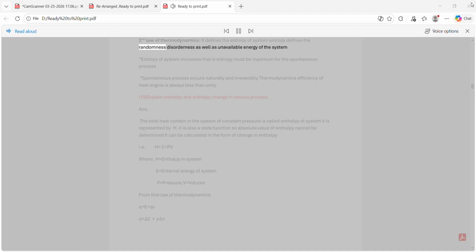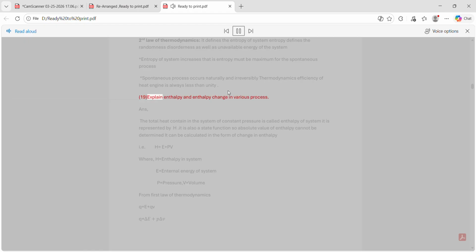Entropy defines the randomness or disorderliness as well as the unavailable energy of the system. Entropy of the system increases, that is, entropy must be maximum for the spontaneous process. Spontaneous process occurs naturally and irreversibly. Thermodynamic efficiency of a heat engine is always less than unity.